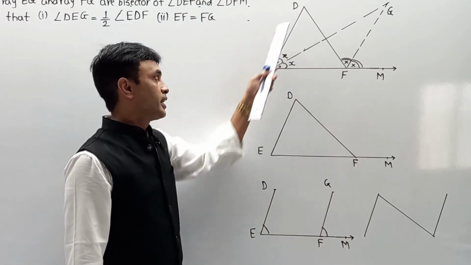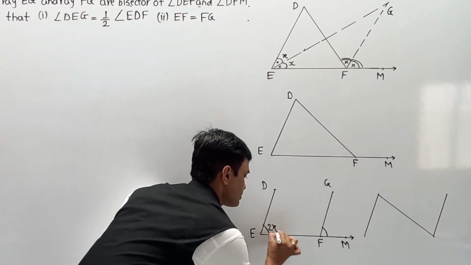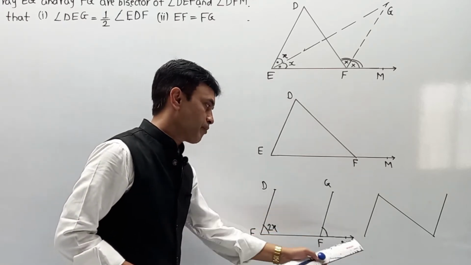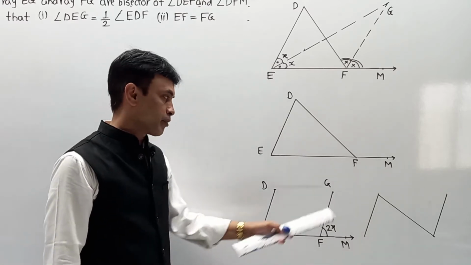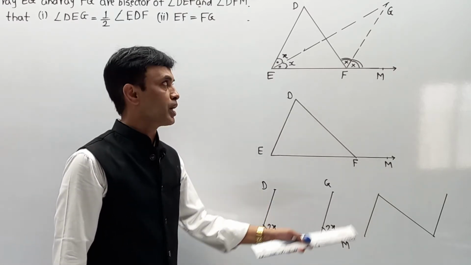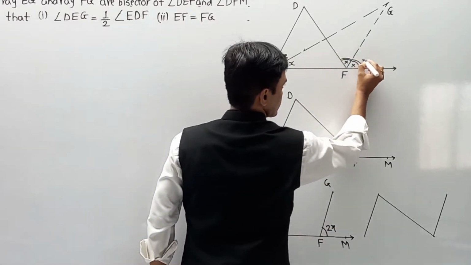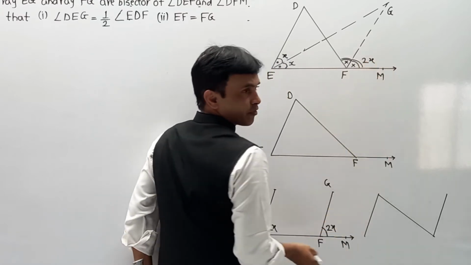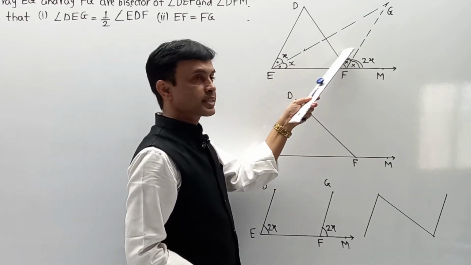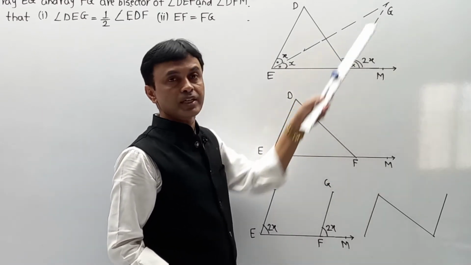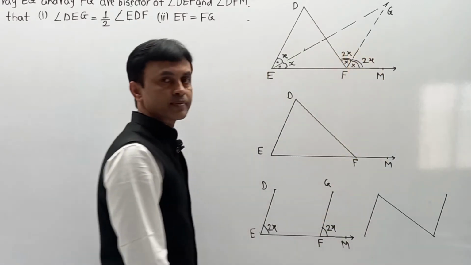As per the diagram, angle GEF is x plus x, which means 2x. Automatically your angle GFM also becomes 2x. So remember it carefully: GFM now becomes 2x as per the diagram. If angle GFM becomes 2x, then its adjacent angle is also congruent because FG is the angle bisector. If it is 2x, then the adjacent is also 2x.